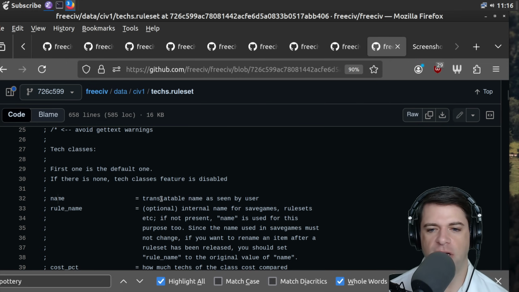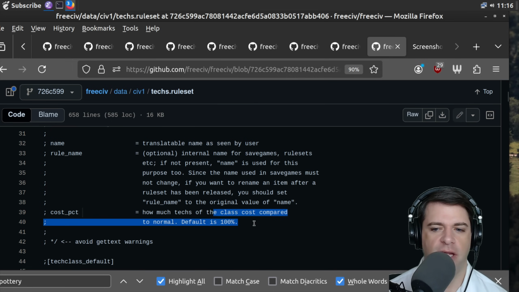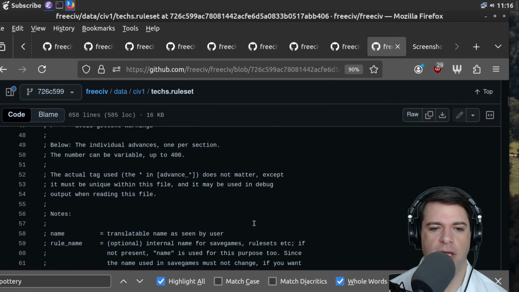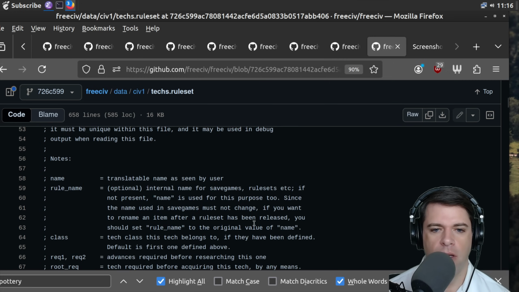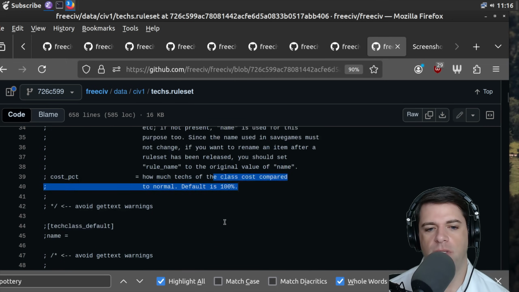So the name is a translatable name as seen by the user, which we figured out. The rule name is an optional internal name for save games. If it's present, the name is used for this purpose too, etc. Cost percent: how many techs of this class cost compared to normal? We didn't see that yet. Or maybe that's a different type of thing.